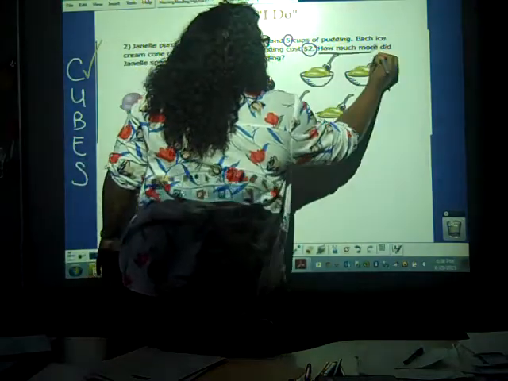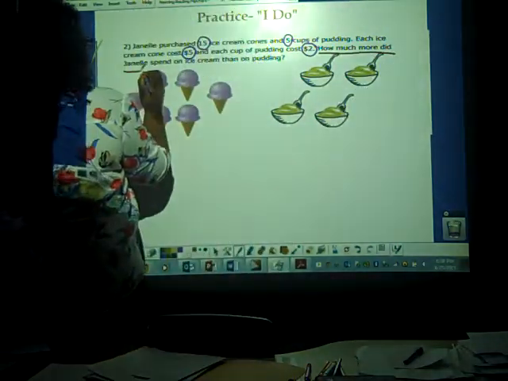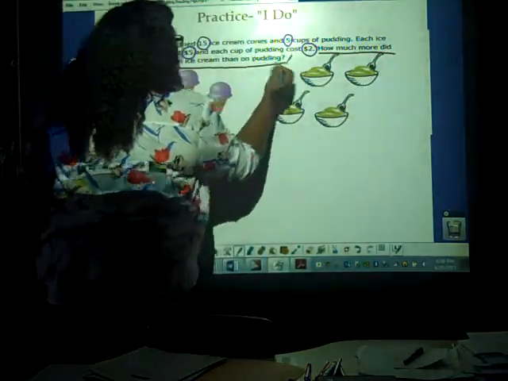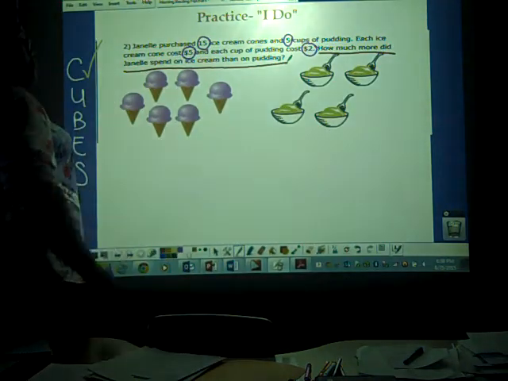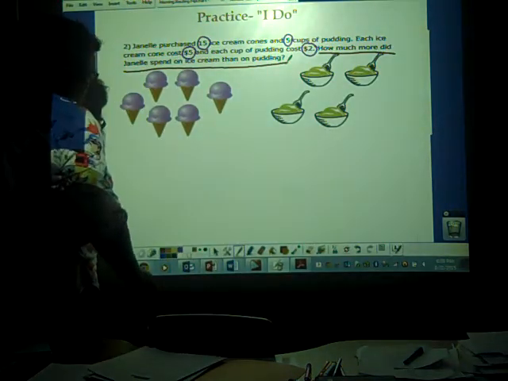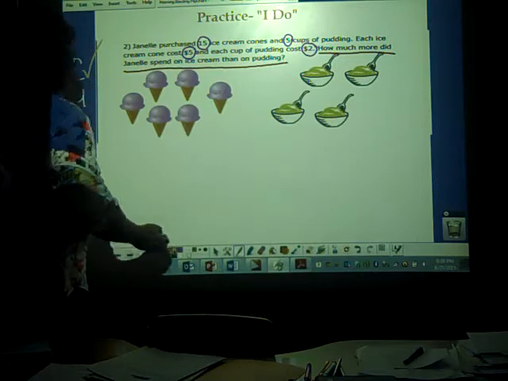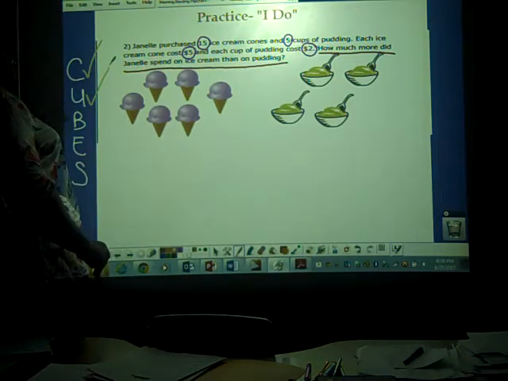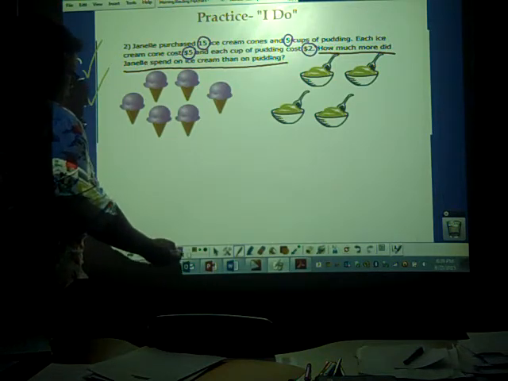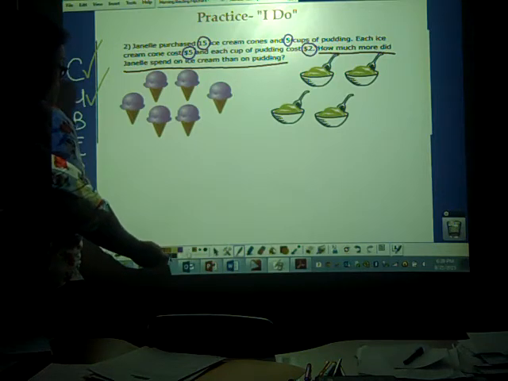How much more did Janelle spend on ice cream than on pudding? Okay. Now, we did that. Underline our question. Let's box in our keywords. Keywords.